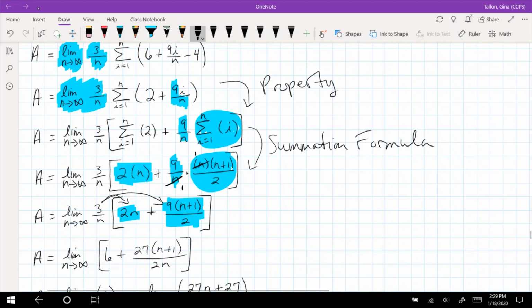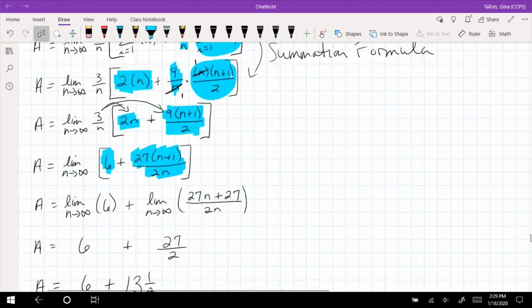So when I multiply 3 over n times 2n, my n's cancel off and I just get 6. When I multiply 3 times 9 times n plus 1, 3 times 9 gives me 27, n plus 1. And the n on the denominator here multiplies through by 2 and gives me 2n on the denominator here. Hopefully that makes sense. Alrighty. Now, sometimes I would make a common denominator here, but I think I'm just going to split this up and get to this answer a little bit faster.